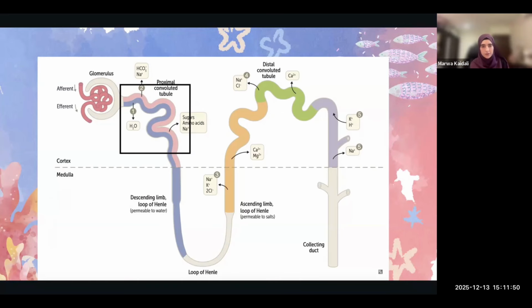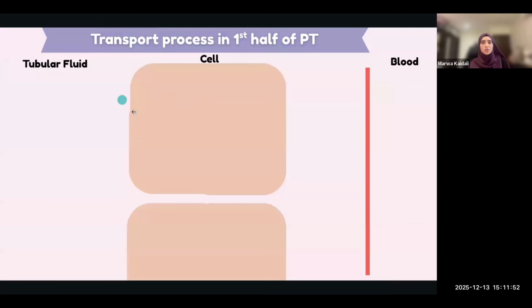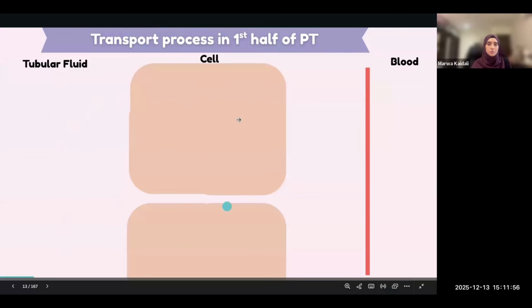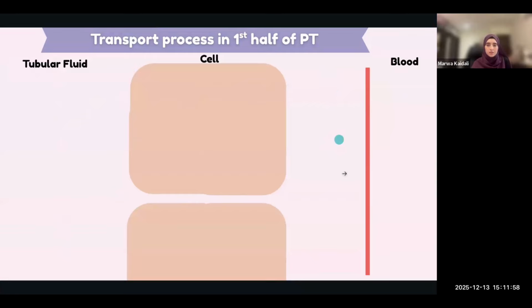So let's start with the first half of the proximal tubule. Just to orient you, we're going to have the tubular fluid over here, and then this is the tubular cell. This is going to be the interstitium, and this is going to be the blood. When I talk about the apical membrane, which is this one over here, think of it as the top. It's going to face the tubular fluid. When I talk about the basolateral membrane, it's at the bottom, so it's going to face the interstitium and the blood.